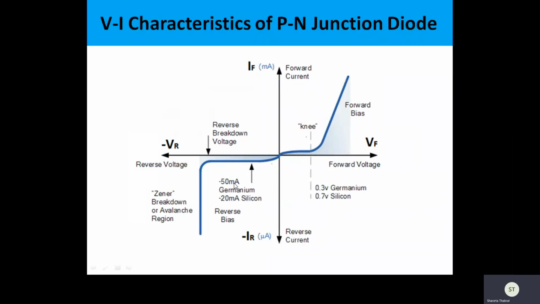And we have specified here the reverse saturation current for germanium as well as for silicon. For germanium this is minus 50 milliampere, and for silicon this is minus 20 milliampere. And in the case of a very high reverse voltage, what is going to happen is that the junction breaks down, the current shoots up and the voltage becomes constant. That particular region is called the breakdown region.